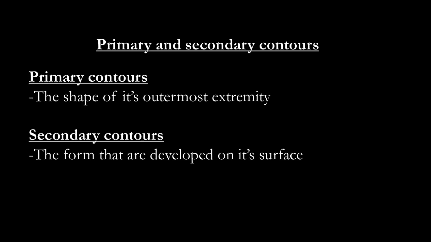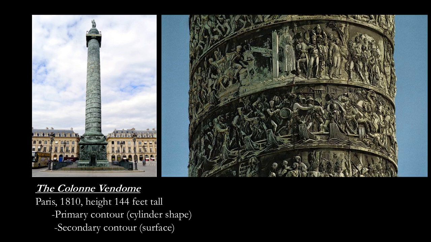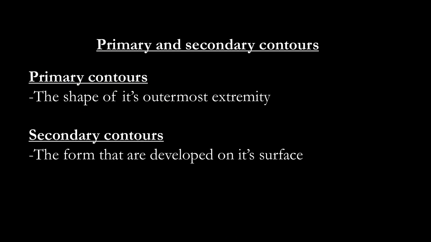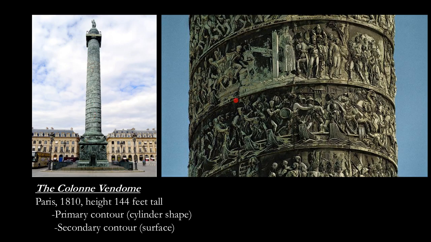Another way we can think about form is primary and secondary contours. Primary contours is the shape of its outermost extremity, and secondary contours is the forms that are developed on its surface. So what does that mean, right? Well, we can make it real simple for you. This external form is the primary contours, and this is the secondary contours. It's on the surface when you take a look at it. So again, the primary contour is this cylindrical shape. Secondary contour is its surface.